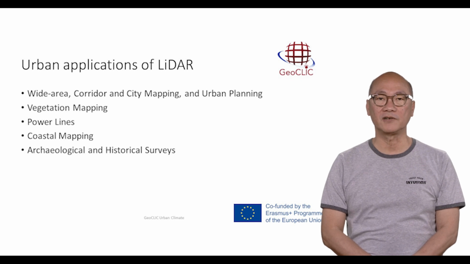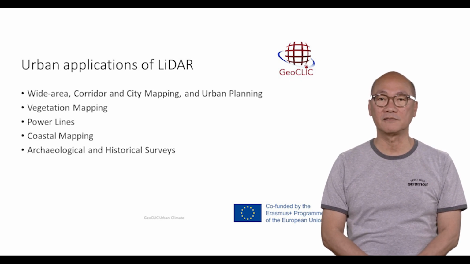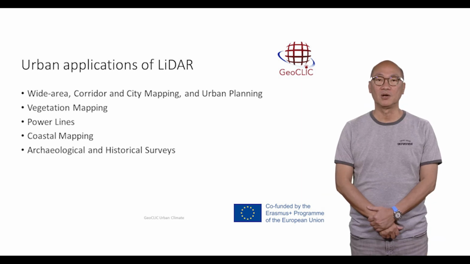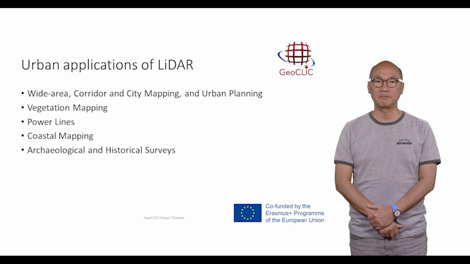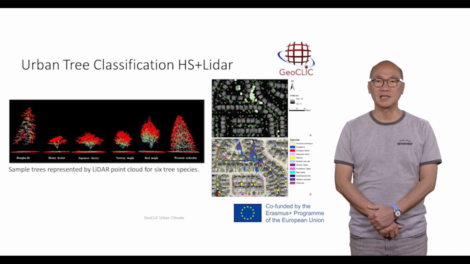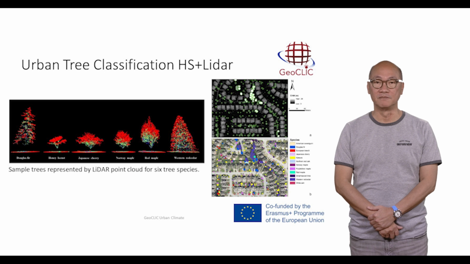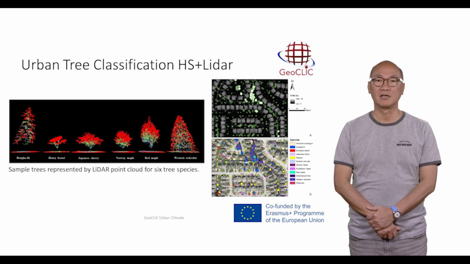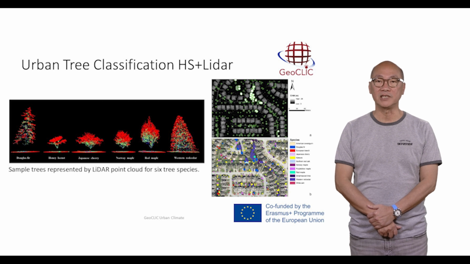For urban applications of Lidar, we can find similar lists from service providers. The products are typically used for city mapping, urban planning, vegetation mapping, power lines monitoring, coastal mapping, and archaeological and historical surveys. This slide already appeared in the last presentation. It shows the 3D representation of trees. This information is important for ecological studies and species identification. The product is used to investigate urban green.